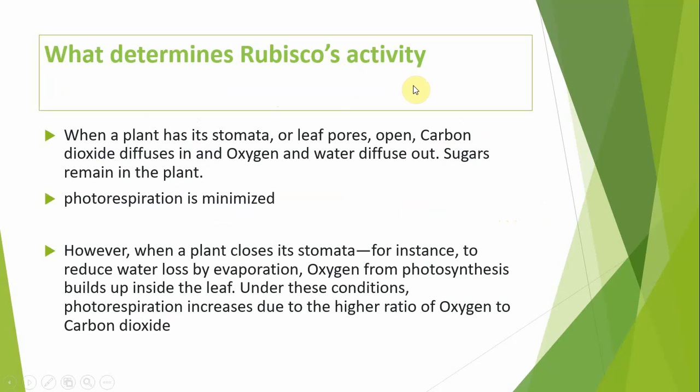What determines Rubisco's activity? When a plant has its stomata or leaf pores open, carbon dioxide diffuses in and oxygen and water diffuse out. Sugars remain in the plant. Photorespiration is minimized. However, when a plant closes its stomata, for instance to reduce water loss by evaporation, oxygen from photosynthesis builds up inside the leaf. Under these conditions, photorespiration increases due to the higher ratio of oxygen to carbon dioxide. So it is the ratio of oxygen and carbon dioxide and the temperature which determines Rubisco's activity.